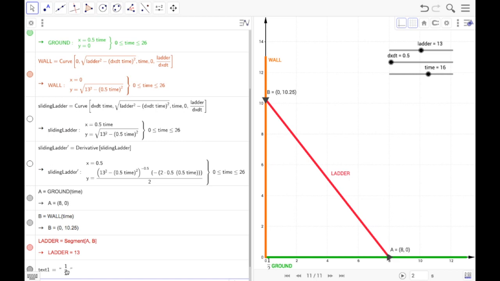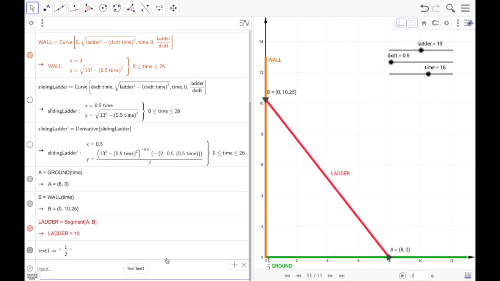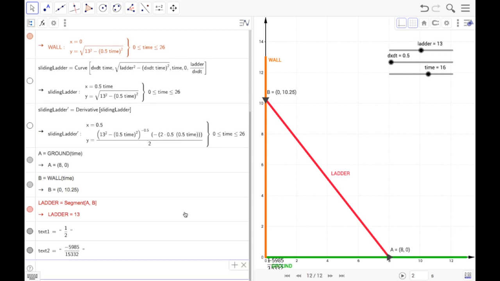So I got the half there, and what I want to do now is let's go ahead and add on, matter of fact, let's go ahead and do the second one for the top of the ladder sliding down. So I want to use fraction text. I want to grab the y value from the sliding ladder velocity, so I place the prime at a particular moment in time, and that there signifies what that rate is.